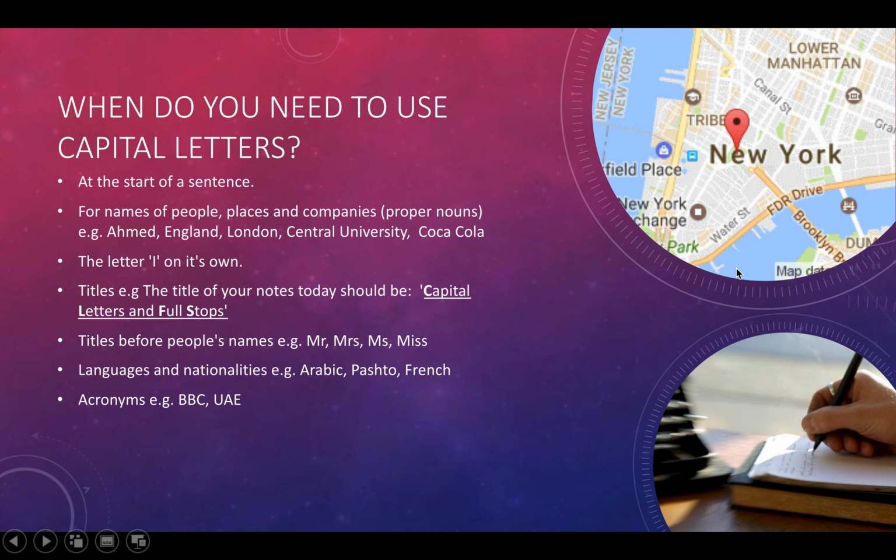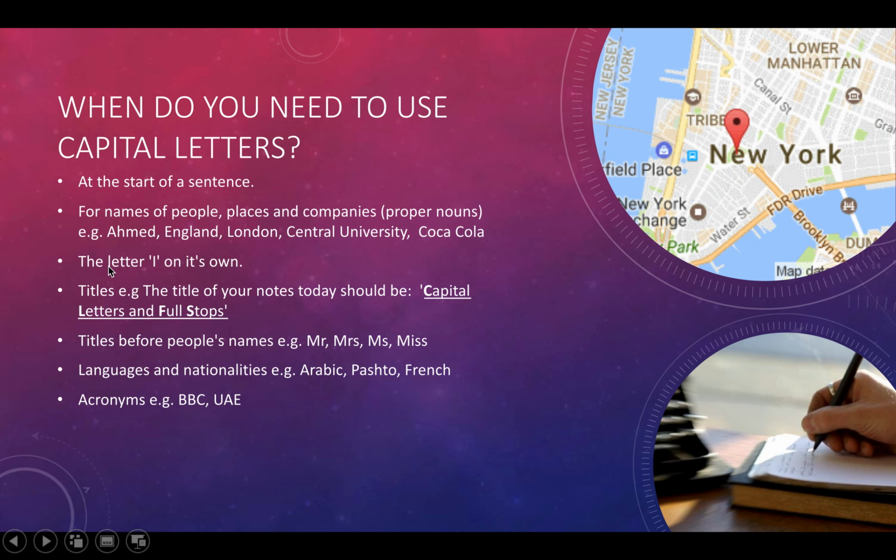And if we look on the map here, we can see where people have used capital letters. So you can see New York has capital letters. Also, the roads do too. So Water Street, Canal Street, they all have capital letters at the start.